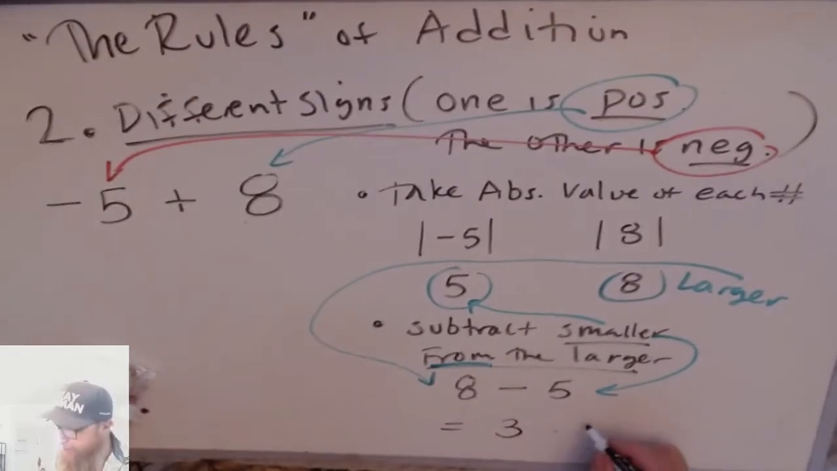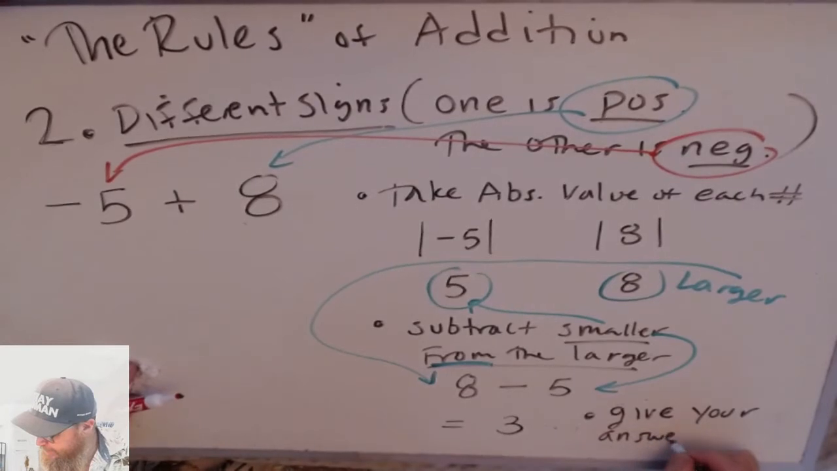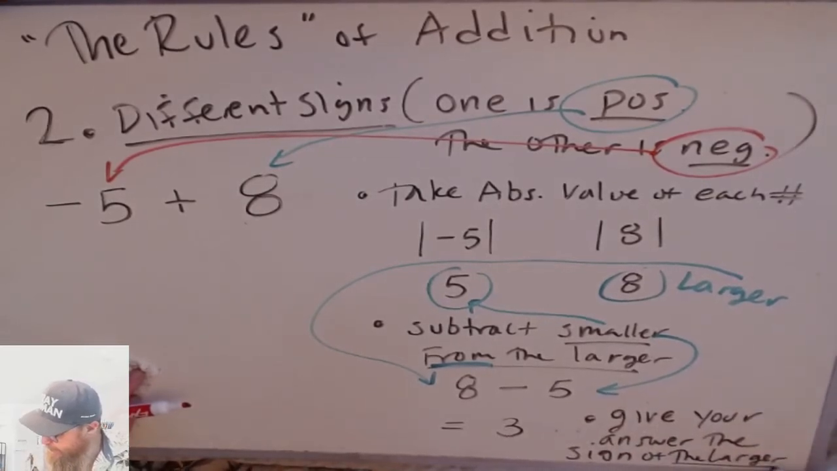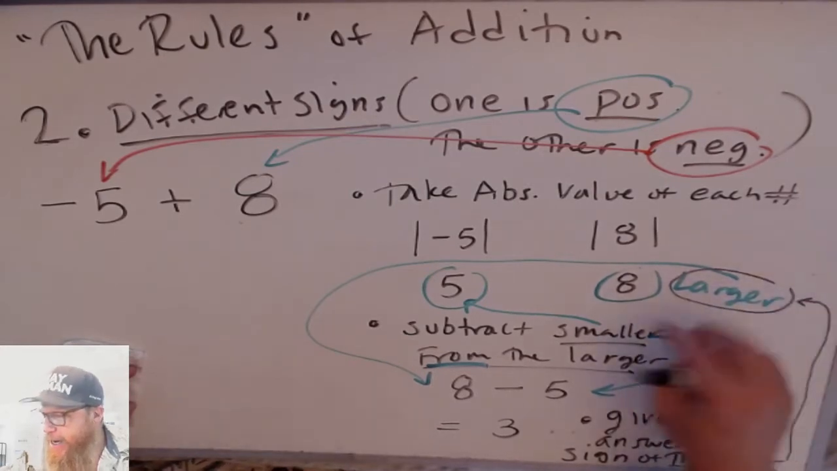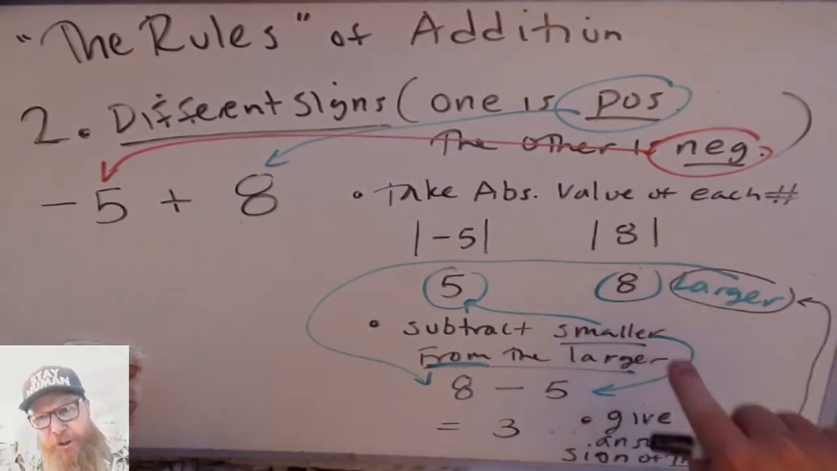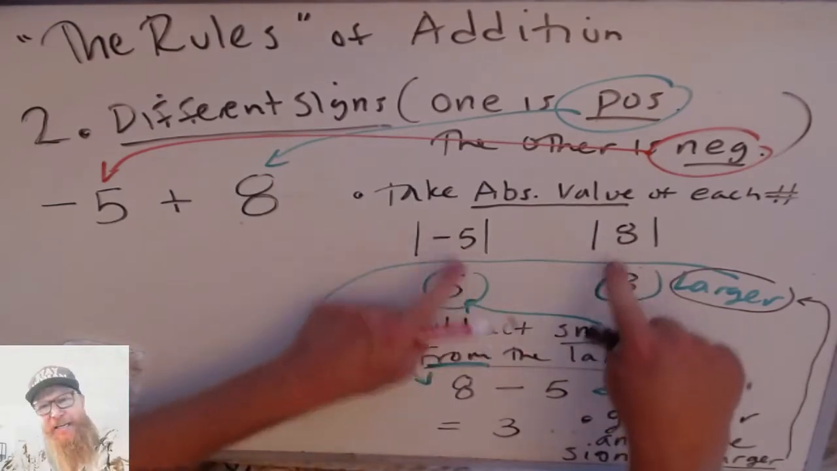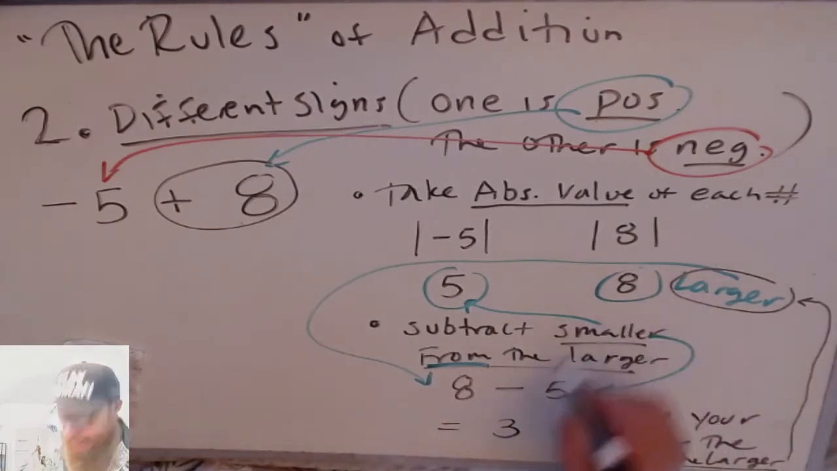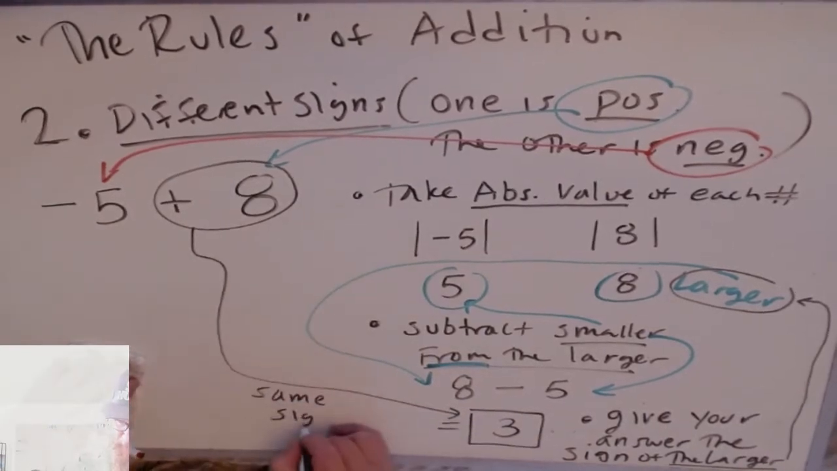All right, and then finally, the last step: give your answer the sign of the larger. Now that can be a little bit misleading, because when I say the sign of the larger, I mean whichever one had a larger absolute value. I don't really mean which one was larger. So which one of these had a larger absolute value? The 8 had a larger absolute value. So the answer is positive. Same sign.